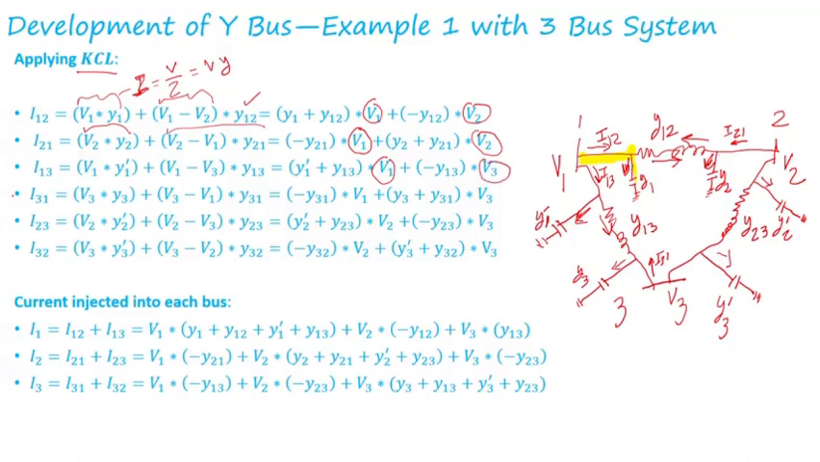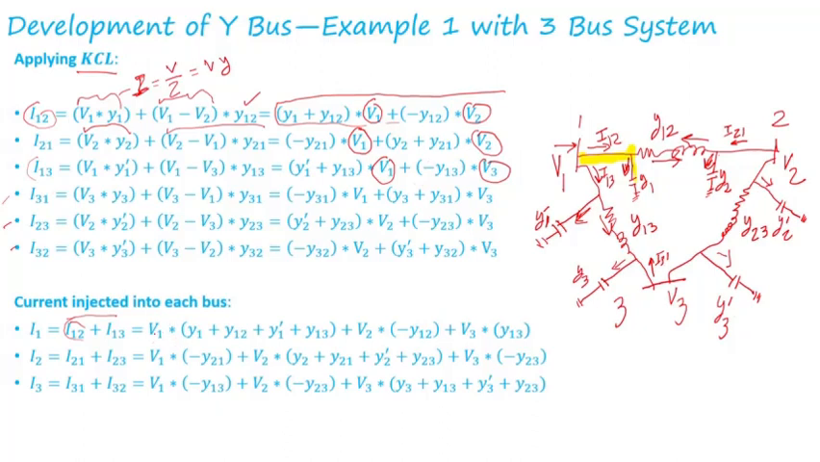If I do the same thing, I isolate V1 and V3 and get this formula. If I do the same for all the currents, I get all these equations here. Now I can go to the current injected into each bus. For instance, the current injected into bus 1 is this current here, some of which is I12 and the other portion is I13. That's what I wrote here. Then I substitute I12 with its equation, and I13, the same thing, I replace it with its equation.